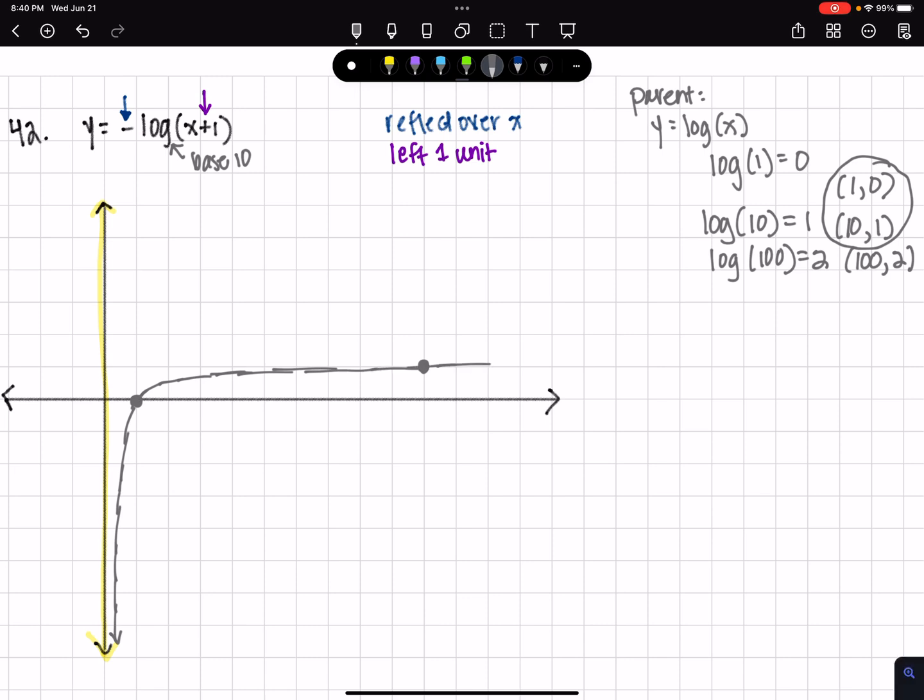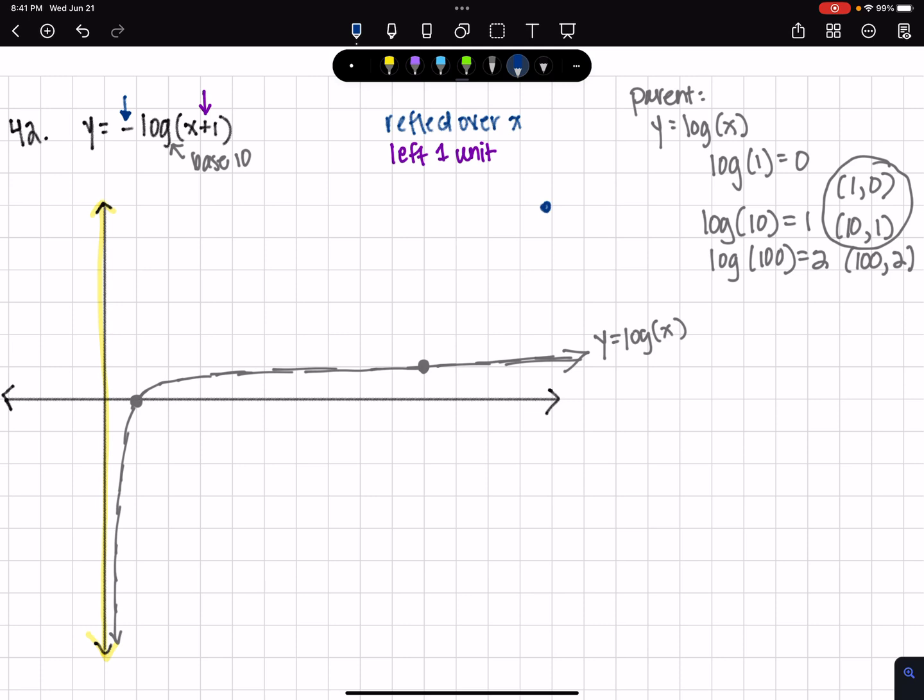It's just slowly going to increase out here. Because remember, it's not going to get up to 2 until you're all the way at 100 as an input. So when you put 100 in, that's when you're going to get up to 2. So this is just slowly, slowly, slowly increasing. But that's your parent function. And what's nice about this is that you only have 2 lattice points that you have to work with to reflect over the x-axis and go left 1 unit. So that's what we're going to do.